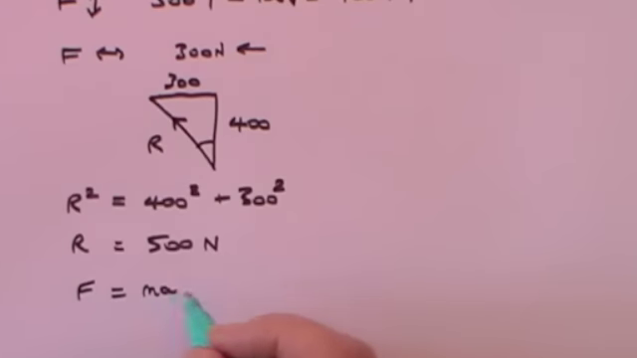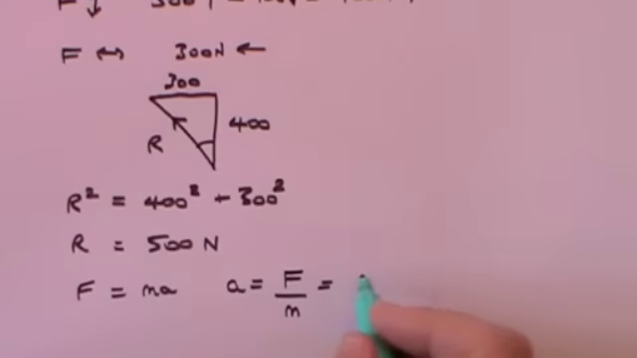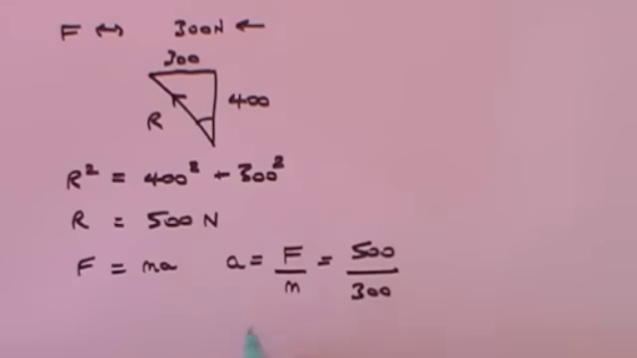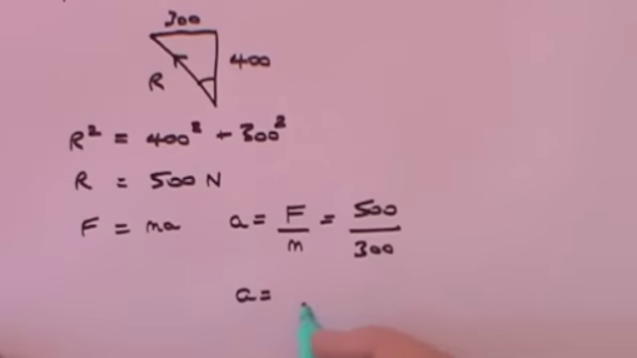But we are asked about the acceleration, and for that we need to say that F is equal to ma, force is mass times acceleration, which means acceleration is force divided by mass. The net force we've just calculated is 500 newtons, and the mass of the ship, I can tell you, is 300 kilograms. And that will give you a net acceleration. 500 divided by 300 is 1.66 meters per second squared. So the ship will accelerate at that rate as it is trying to cross the river.